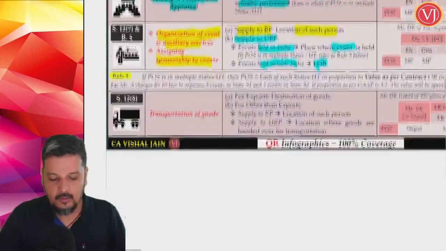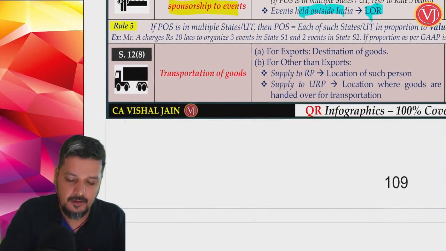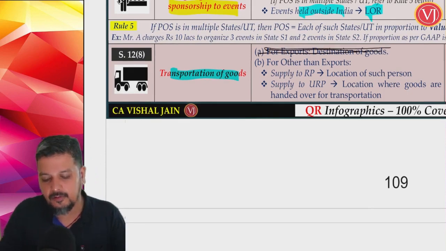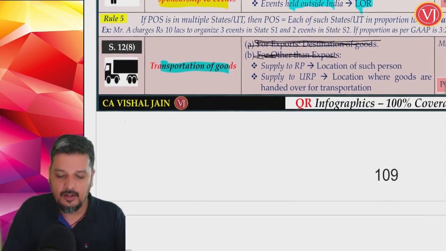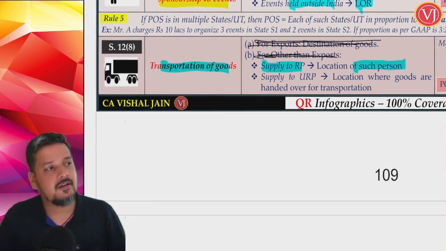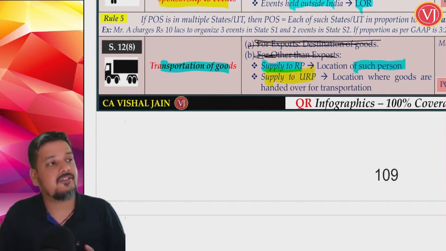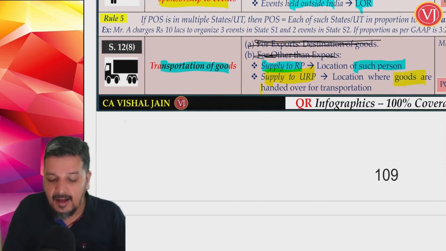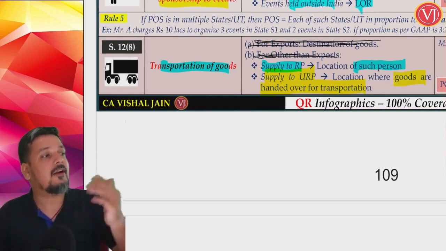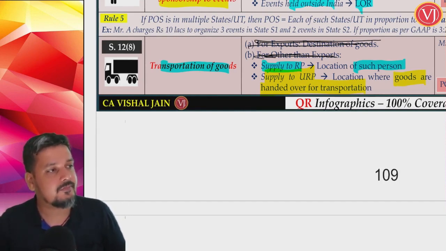Now, transportation of goods. When you talk about transportation of goods, this point, export of goods and all, is now not there. Transportation of goods. If it is B2B, location of the registered recipient. If it is B2C, location where the goods are handed over for transportation. In simple language, starting point of the goods, not end point of the goods. Location where the goods are handed over for transportation means starting point of the goods.